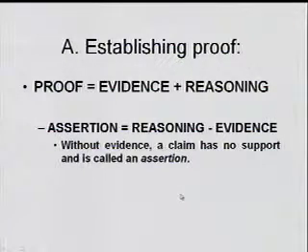So here's that formula for establishing proof. Proof equals the evidence plus the reasoning. So the reasoning goes into the process of making your claim, and the evidence is what you collect from the research, the investigations that you perform, and if the two are put together appropriately, then you've got proof.